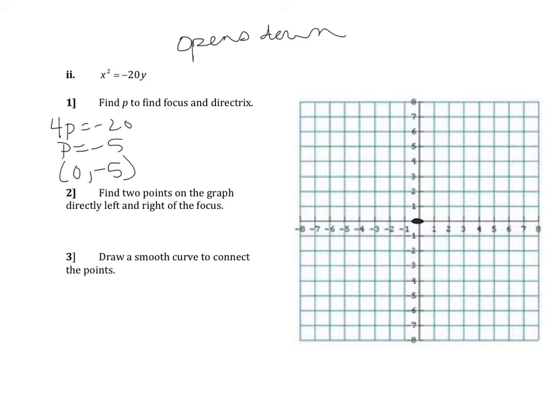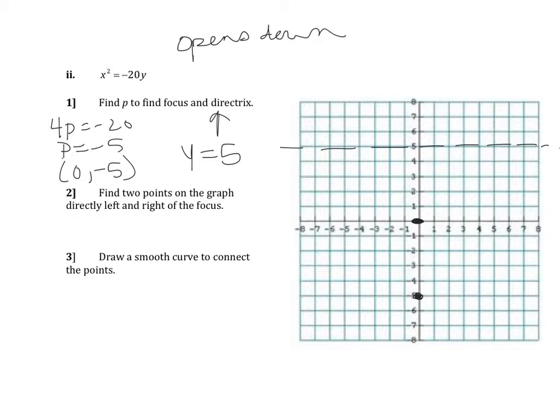It doesn't necessarily give us a coordinate. When our vertex is at the origin, it is also giving us a coordinate. So how far we are from the vertex, we're negative 5. So that's down here. And so our directrix must be the horizontal line at 5. So that equation is y equals 5.